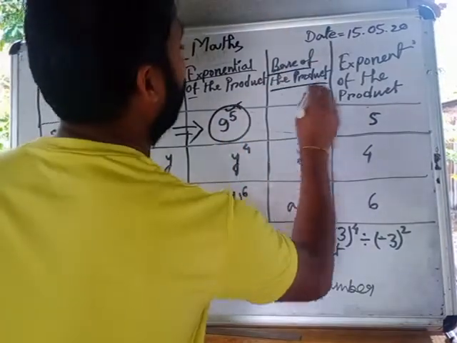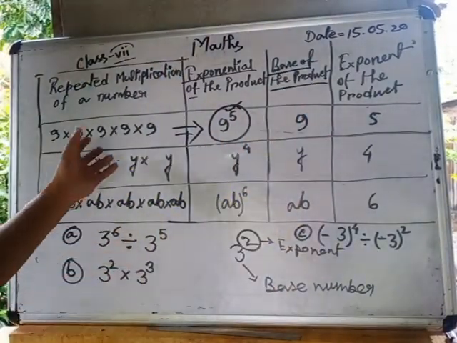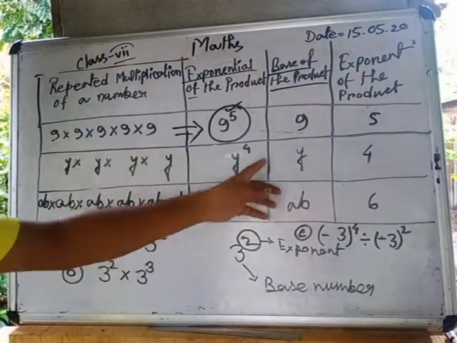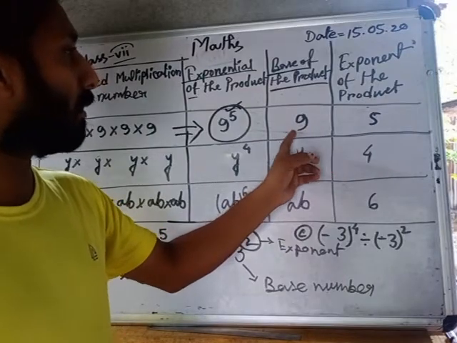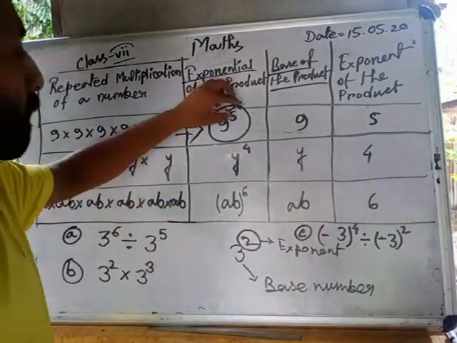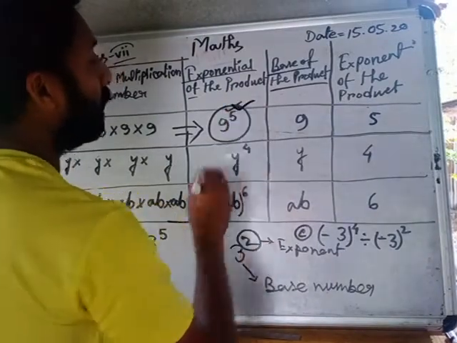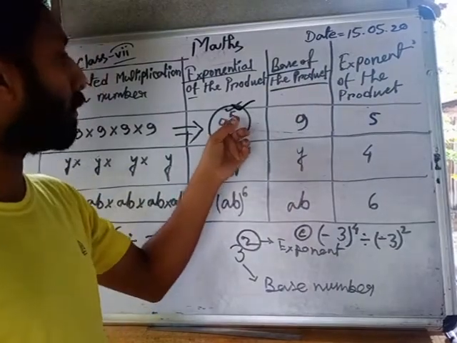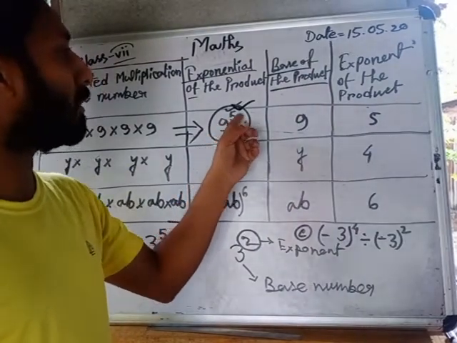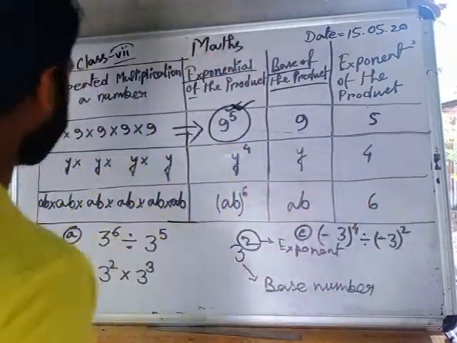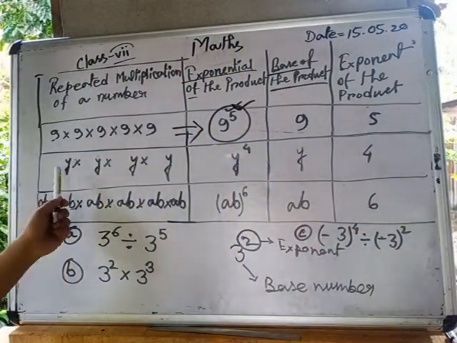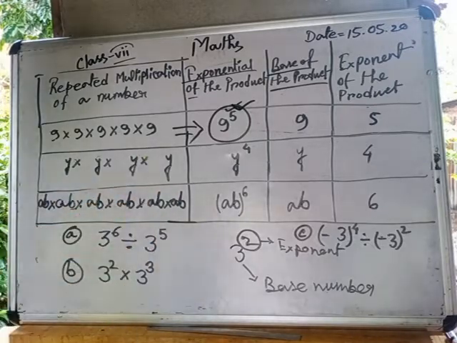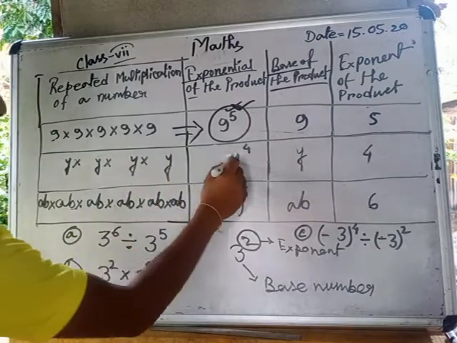The base of the product is the main number which is repeatedly multiplied. That is called the base number. The exponent of the product is the power of the base number, and it is also called the power. So if y is multiplied 4 times, the exponential form is y to the power 4.